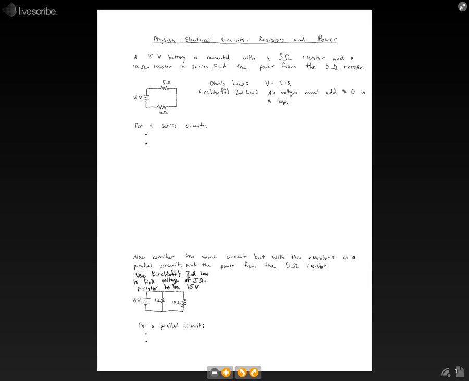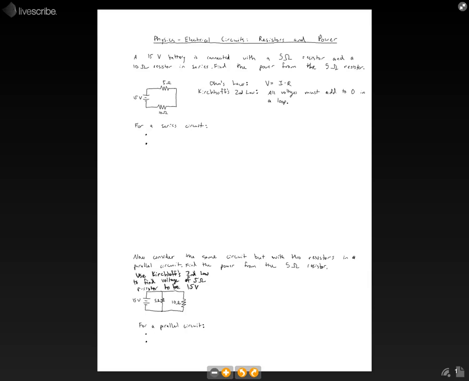Alright, so for this problem we have a 15 volt battery connected to a 5 ohm resistor and a 10 ohm resistor in series. And we want to find the power from the 5 ohm resistor. So I've already drawn out the circuit here for that. And as you can see, they're connected all in series.